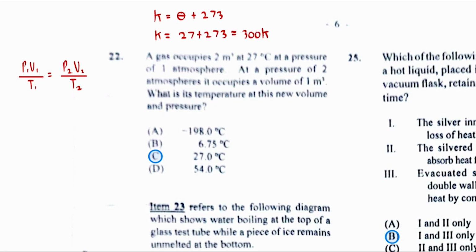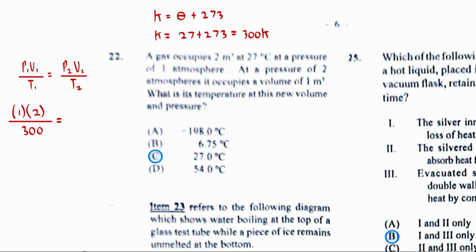So my initial pressure would have been 1 atmosphere, my initial volume would have been 2 meters cubed, and my initial temperature would have been 300 Kelvin. So let me write that down. My initial pressure was 1 atmosphere, my initial volume was 2, and my initial temperature was 300.